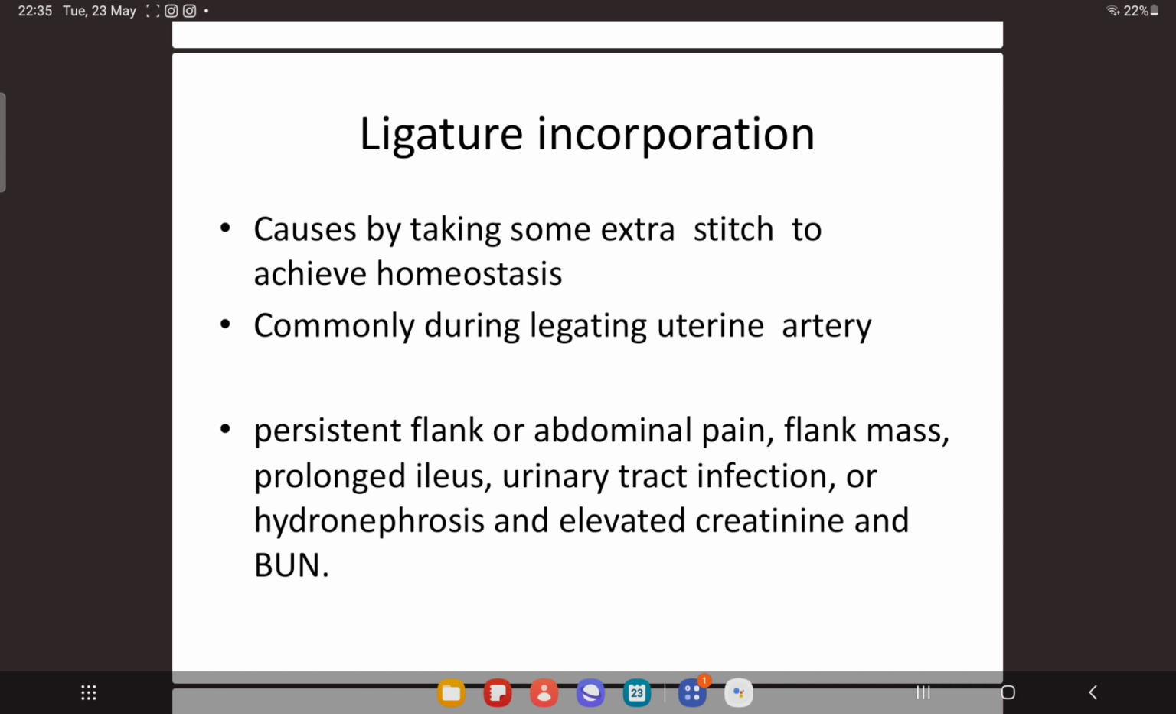When a ligature is accidentally put on the ureter and the ureter is kinked or compressed, there will be persistent pain in the abdomen because urinary stasis occurs at the upper level. There will be a mass felt in the flank. There will be prolonged ileus. There will be urinary tract infection or hydronephrosis or elevated creatinine and blood urea nitrogen. These are the symptoms when you ligate the ureter.